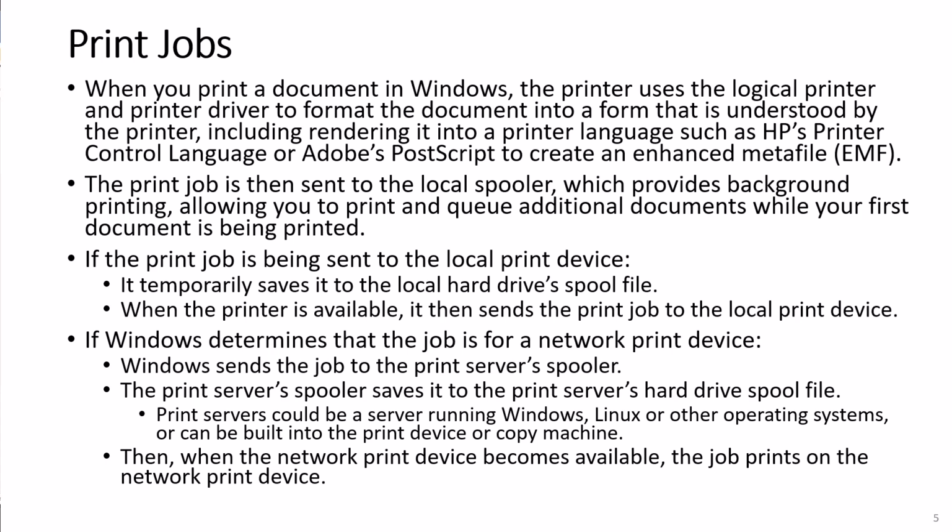If the print job is being sent to the local printer, it temporarily saves it to the local hard drive spool file. When the printer is available, it then sends the print job to the local print device. If Windows determines that the job is for the network print device, Windows sends the job to the print server's spooler. The print server spooler saves it to the print server's hard drive spool file. Print servers could be servers running Windows, Linux, or other operating systems, or can be built into the print device or copy machine. Then when the network print device becomes available, the job prints on the network print device.